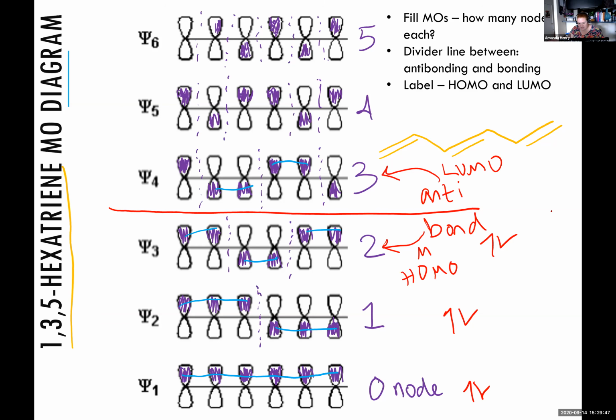And so based off of that, we can always say that whichever bonding molecular orbital is the highest in energy, it will always be the HOMO, and whichever anti-bonding orbital is the lowest in energy, it will always be the LUMO.